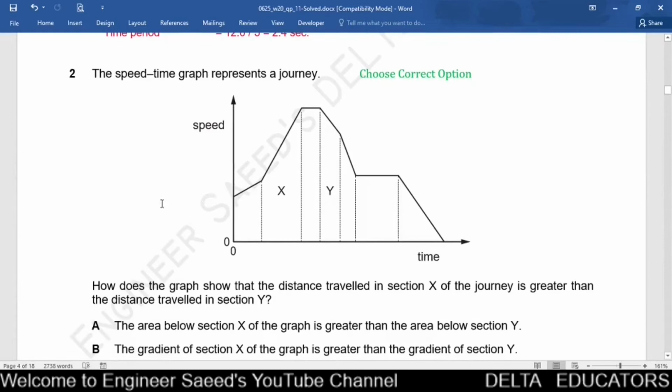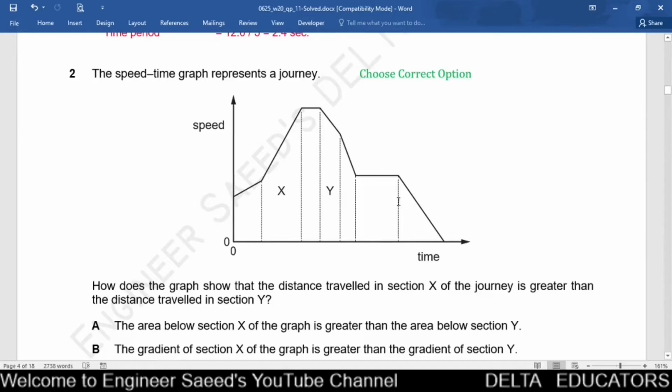Question number 2. The speed time graph represents a journey. How does the graph show that the distance traveled in section X of the journey is greater than the distance traveled in section Y? Here we have plotted a graph between time and speed.